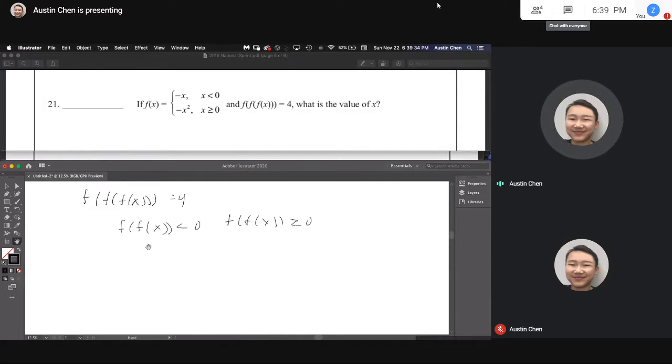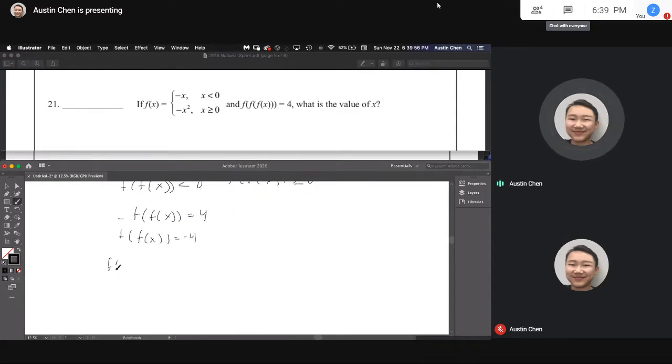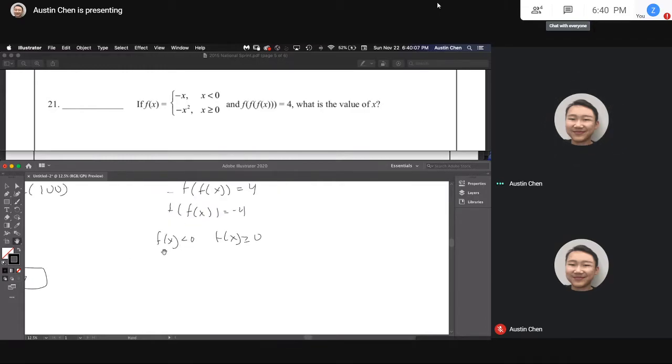So in this case, this last f will apply the negative x onto f of x. So then it's saying negative f of x equals 4, or just f of x equals negative 4. And then we can just apply the same thing. So now we'll set conditions onto f of x. So this is a condition of if f of x is less than 0, or if f of x is greater than or equal to 0. So in this case, we will apply the negative x on this f. So then we will have f of x equals 4.